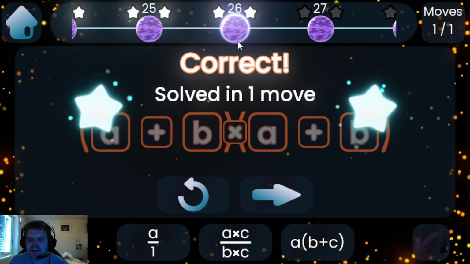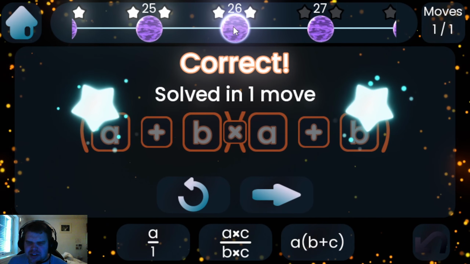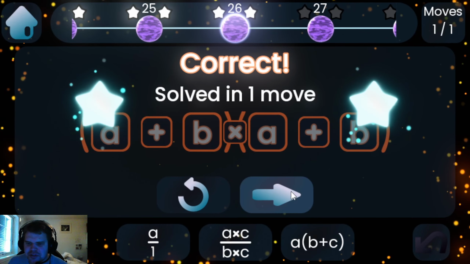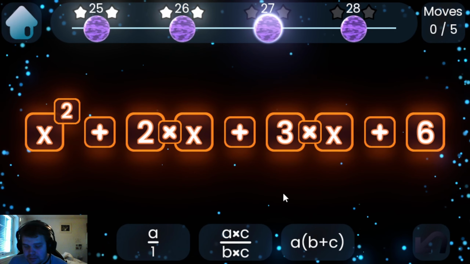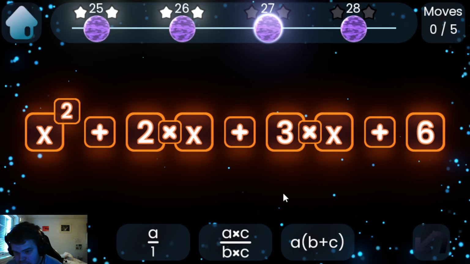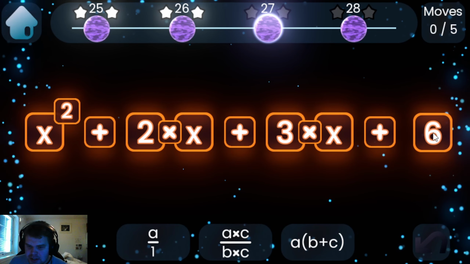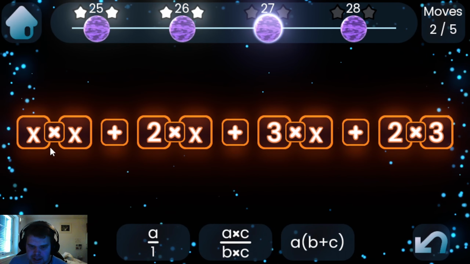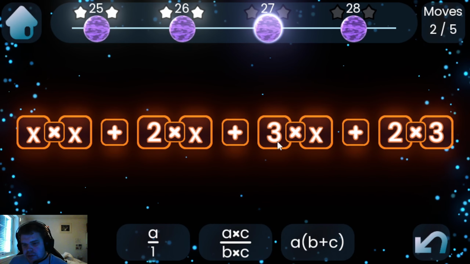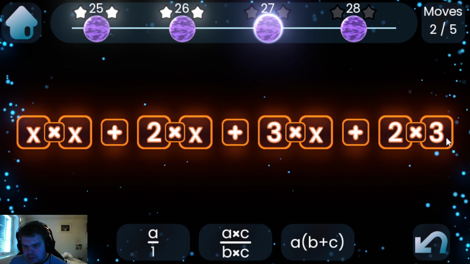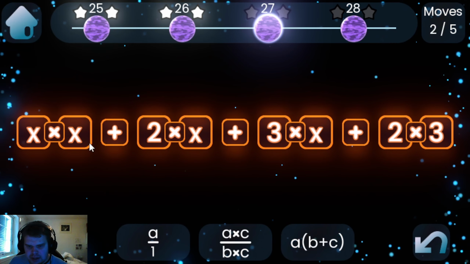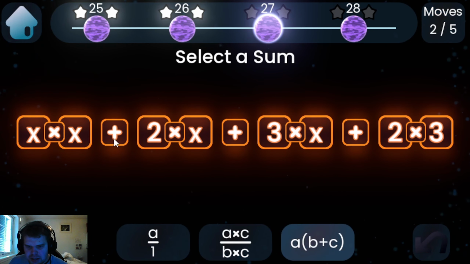One move, level 26 in world 8, and it's a one move level. How cool is that? Okay, so this is tricky, so I'm going to be very slow on this one. What you can do is factorize the 6 and take the x down. And now you have a 3 here and a 3 here, and you have an x here and an x here. So let's do the x first.